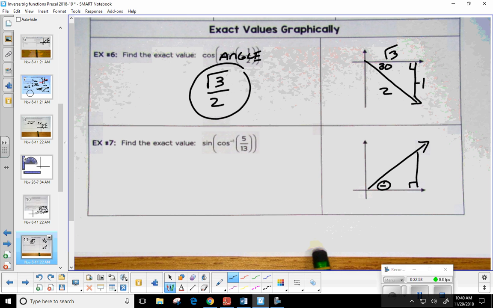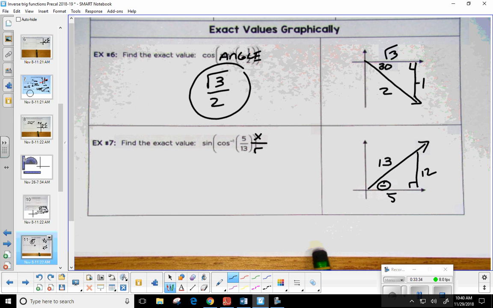Now, cosine is always adjacent over the hypotenuse, right? So I'm going to say this is 5/13. Okay. Well, hopefully you'll recognize this as a triple. 5, 12, 13. Now, even if you didn't recognize that, again, Pythagorean theorem is going to get you that number. Okay. Now, is this a 45, 45, 90? It's not. Is it a 30, 60, 90? It is definitely not.